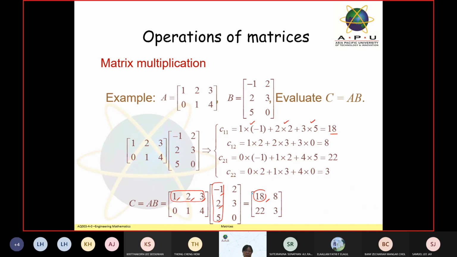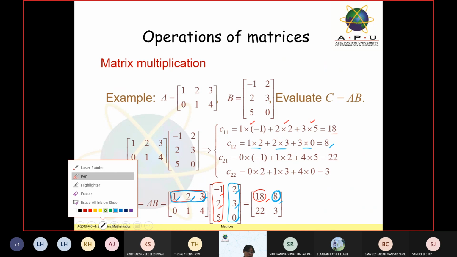Next, if I want to get the answer for this one, what is the location? First row, second column, right? That means I should take the first row and multiply with the second column in order to get this answer. So that means 1 times 2, plus 2 times 3, plus 3 times 0, which is showing here. And we get 8. And so on.